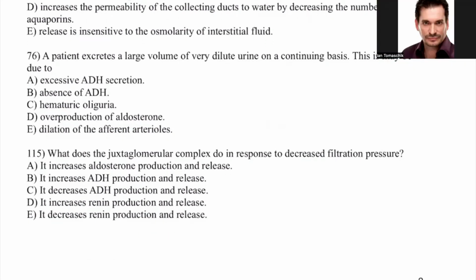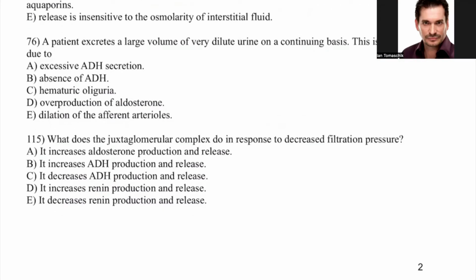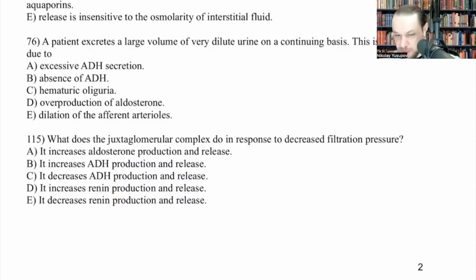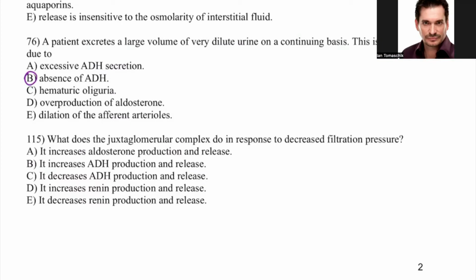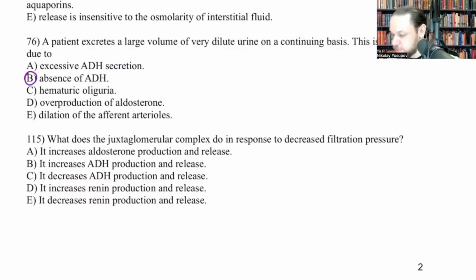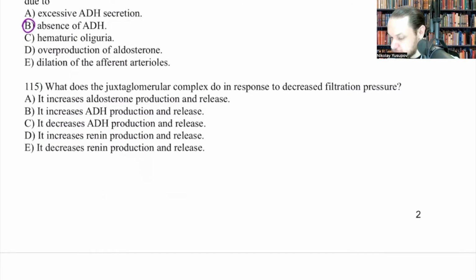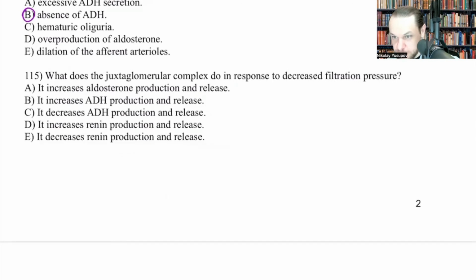76, who I said we're up to, Ian. A patient excretes a large volume of very dilute urine on a continuing basis. This is maybe due to the absence of... You said B, right? B, yeah. Absence of ADH, correct. So the patient excretes large volumes of urine, very dilute, right? No ADH, no reabsorption of water, no aquaporins. So 76 was that.